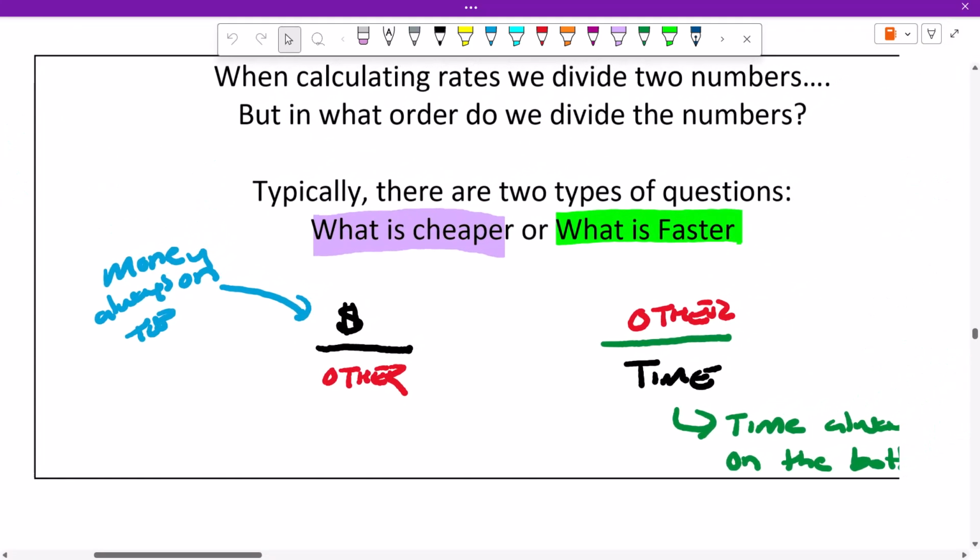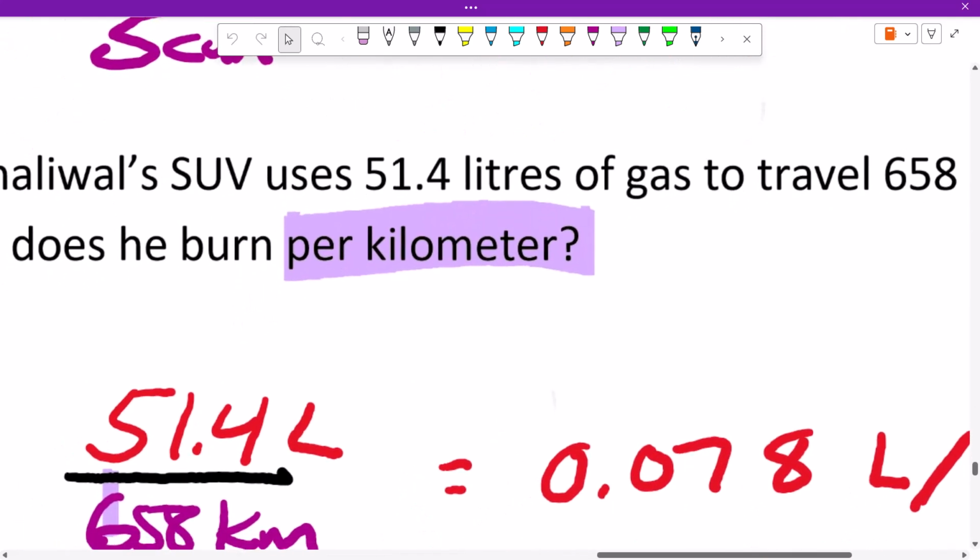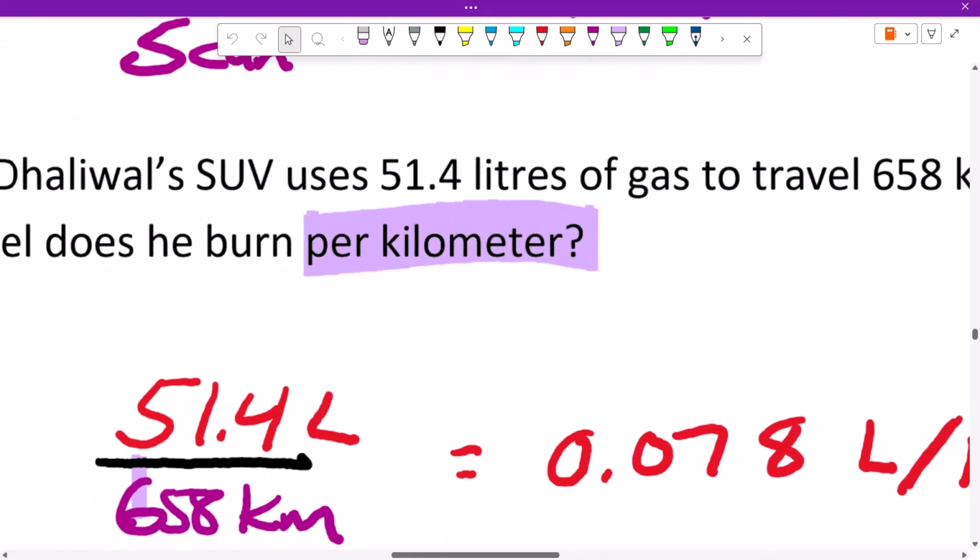Now, if a question didn't talk about money or time, and you're trying to figure out which way to divide your two numbers, they'll give you a clue in the question. They'll say something like "per kilometer." That means divide by the kilometer number. Or they may say "in each bus," divide by the number of buses, or something like that. So they'll give you the clue in the question if it doesn't talk about money or time.